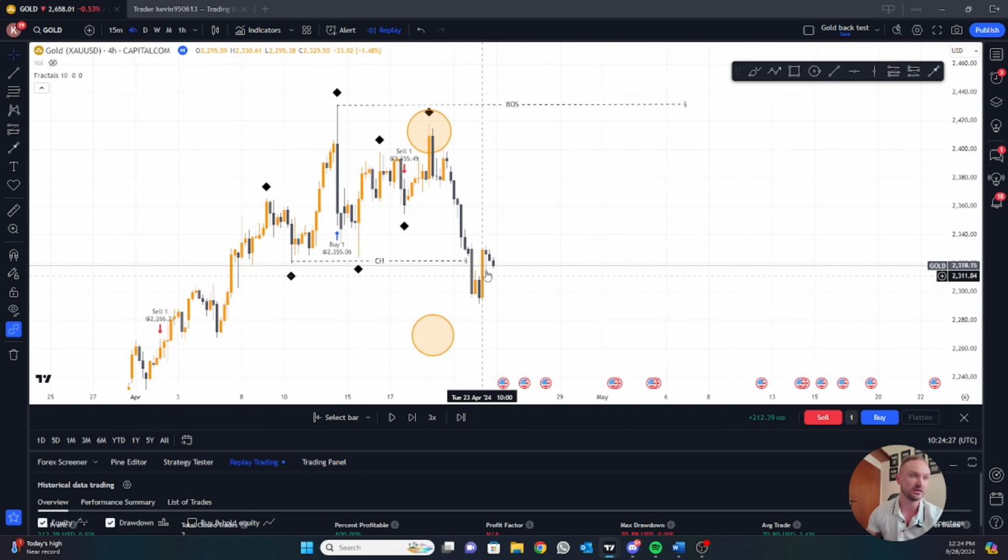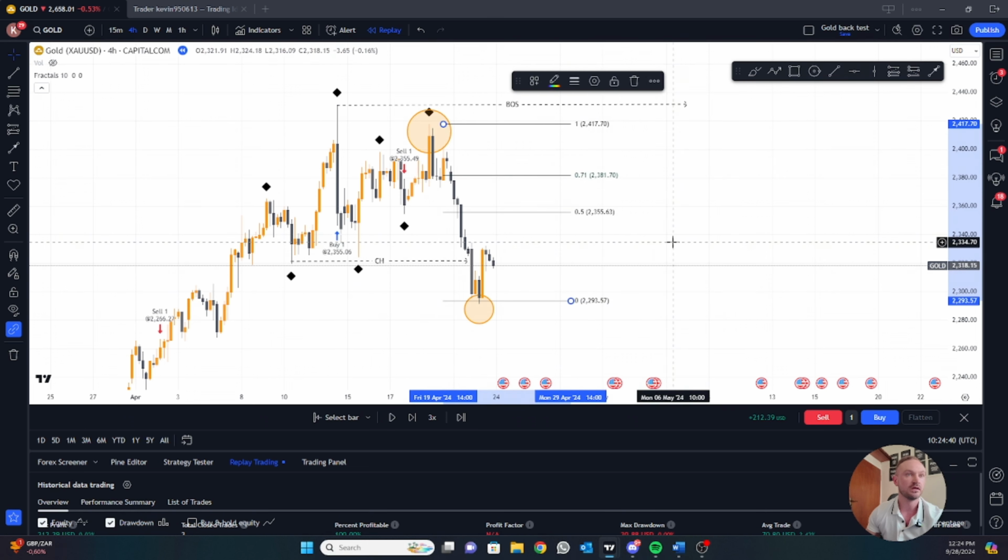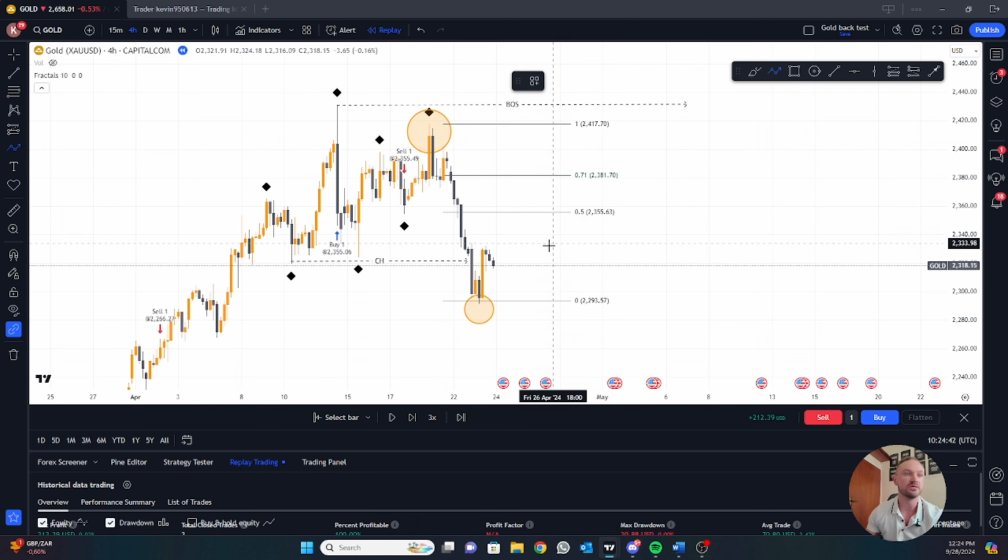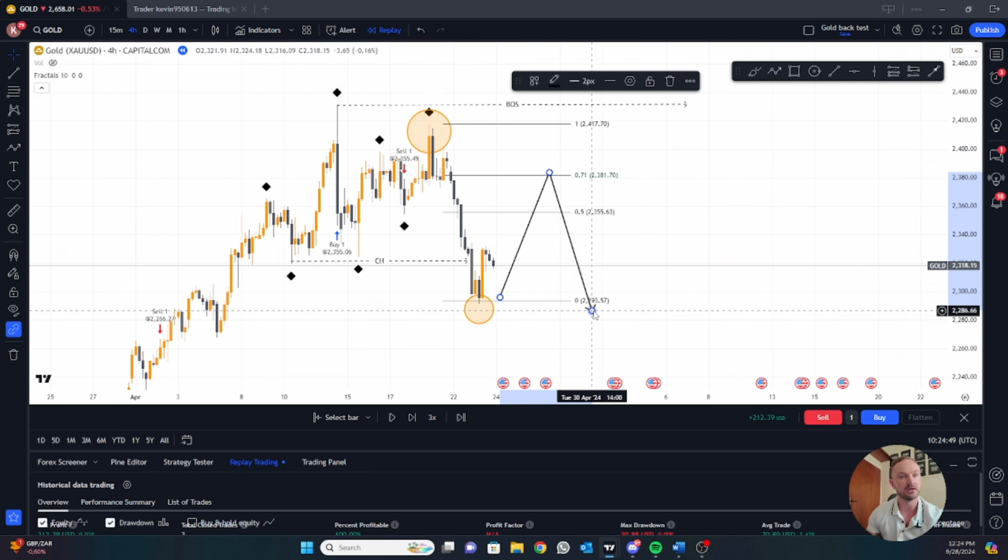Okay, so here we got a little bit of a retracement, so we can use this low for now. We're going to draw our Fibonacci tool from this high to this low. If the market comes all the way back to the 71%, we'll enter a sell, and then we'll put our take profit just at this low, so that when the new break of structure occurs, we are out of this trade.